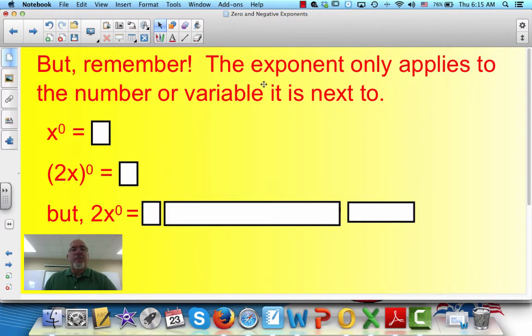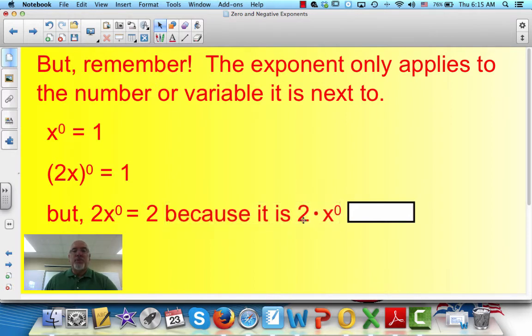But remember, the exponent only applies to the number or variable that it is next to. x to the 0 is 1. (2x) to the 0 is 1, because the 2x is in parentheses. That means the 0 applies to the 2x. But 2x to the 0 is equal to 2, because the 0 is only applied to the x, the letter that is directly next to it. So it would be 2 times x to the 0, which would be 2 times 1, and that's how we get the 2 answer.